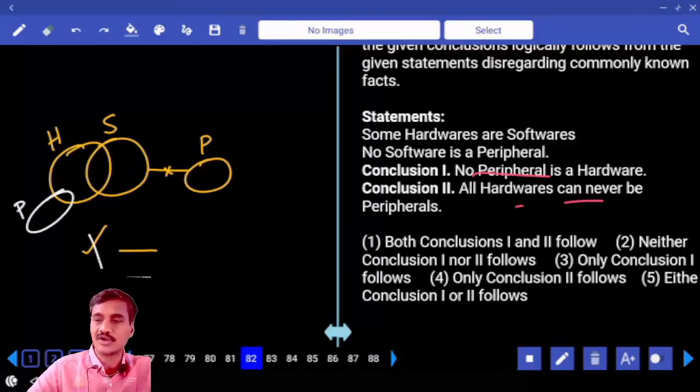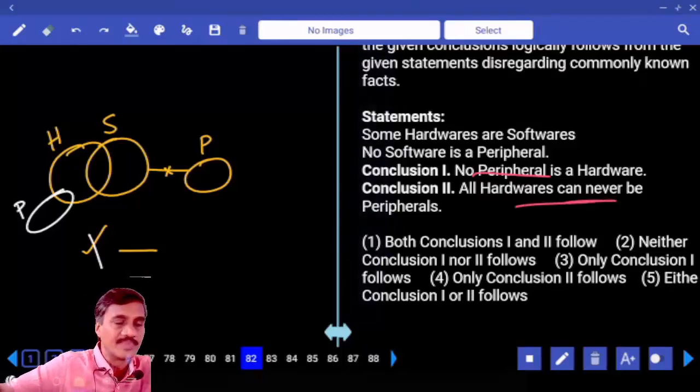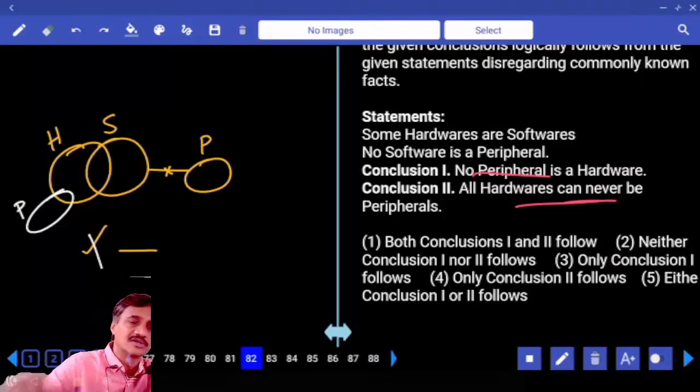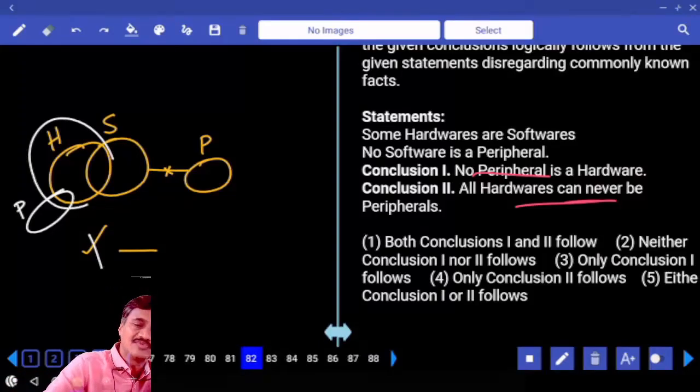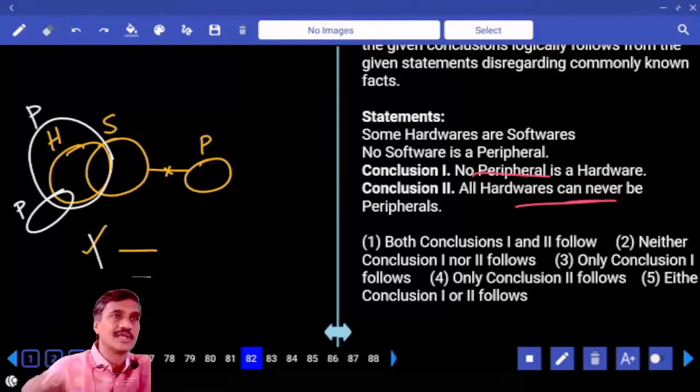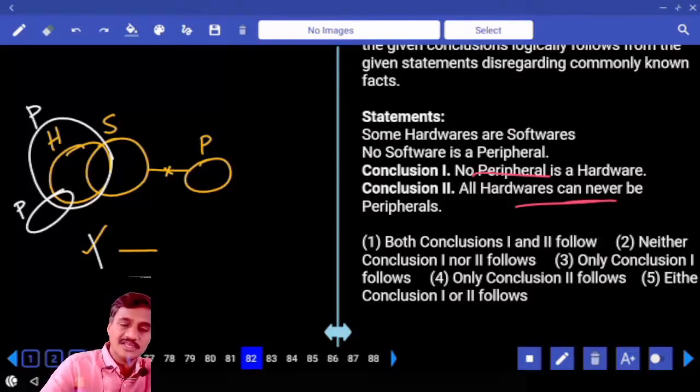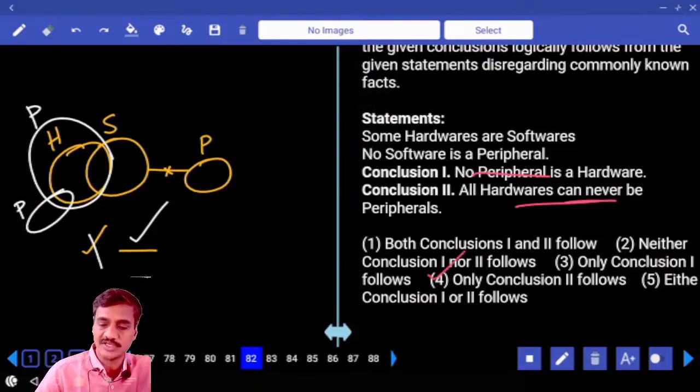Then coming to the next one, all hardwares can never be peripherals. Now if all these hardwares are peripherals or not. Now tell me, is it possible to write peripherals like this? And if you write peripheral like this, then what happens here? Now the statement no software is peripheral will become false. Statement invalid, alternate diagram cannot be drawn. Hence it is not possible. It is also claiming that it is not possible. That is definitely true. Hence what is your answer? Only 2 follows. Only 2, that is the choice for question number 82.